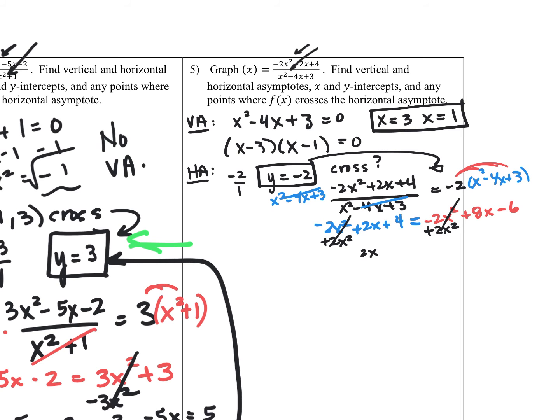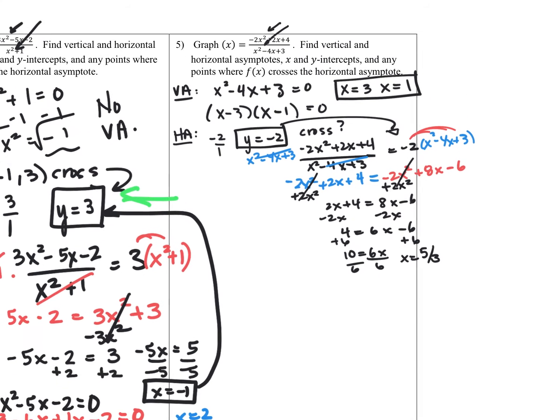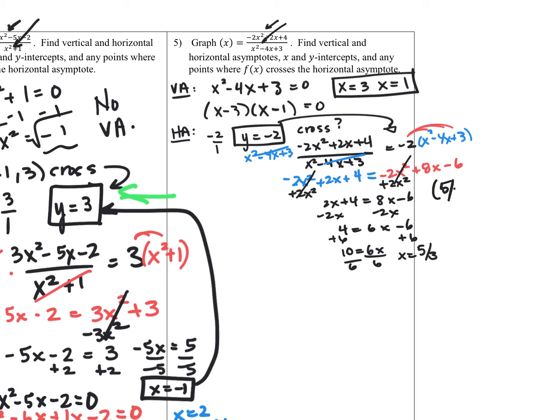And then we're just left with a linear equation, so we're going to put all of our x's on one side. I'm going to move my 2x over, keep it positive. That's 4 equals 6x minus 6. Add the 6 over, we're going to get 10 equals 6x. Dividing by 6, we get x is equal to 10/6, which is really 5/3. So I know right now that 5/3 as an input gets me negative 2 as an output. So that will be where we cross.